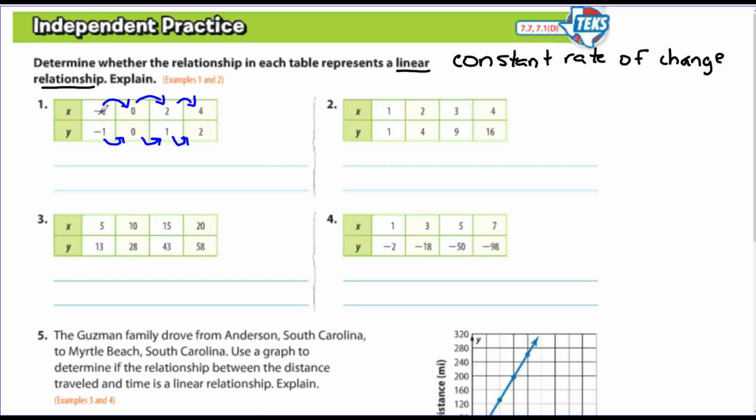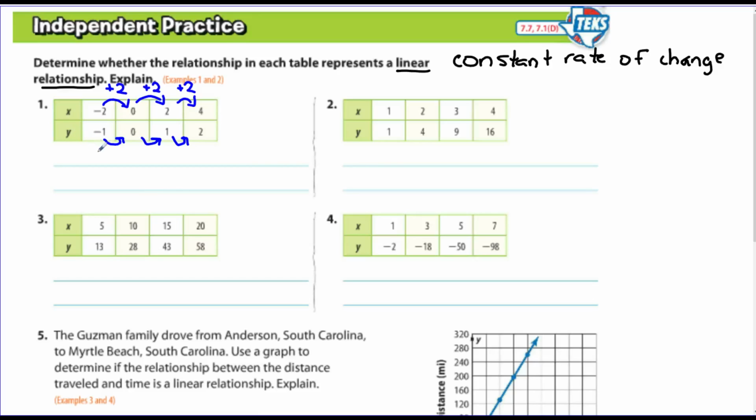So when we look at x, if we're going from -2 to 0, that's increasing by 2. From 0 to 2, it's increasing by 2. And from 2 to 4, it's increasing by 2. So this is a constant rate. X changes by 2 every time. And I think that's the case for all of them. X is constant. So really what we're looking at is how does y change?